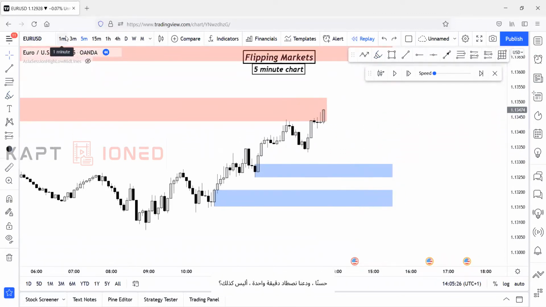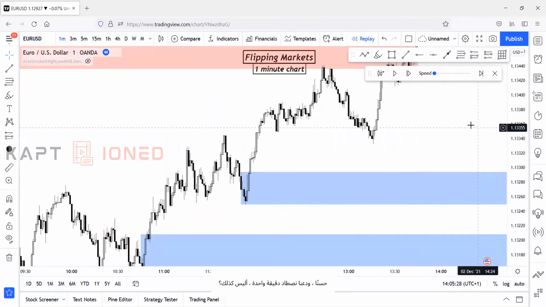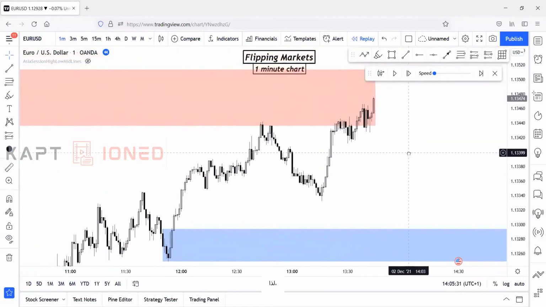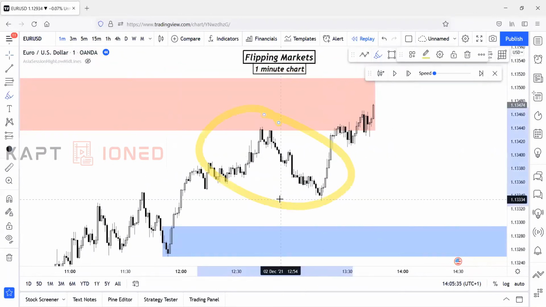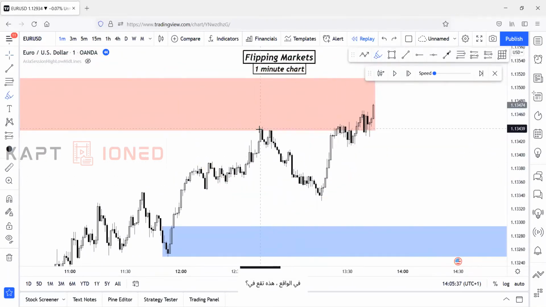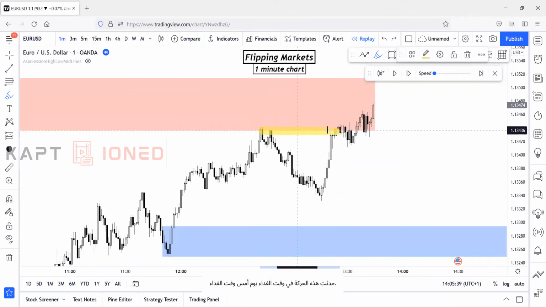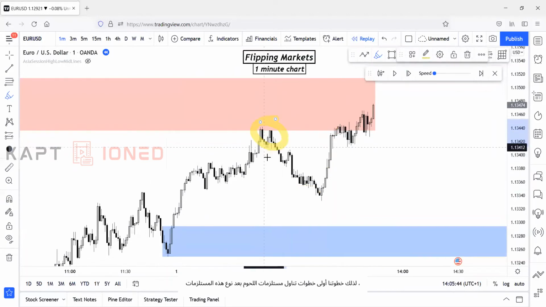Okay, and let's switch to the 1-minute, right? So what can we see here? Actually, this movement happened in lunchtime yesterday. So we had the first tap of the 15-minute supply zone.